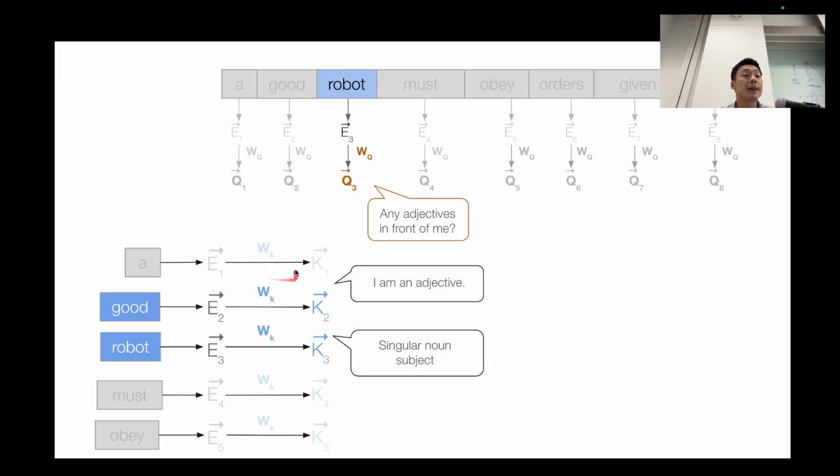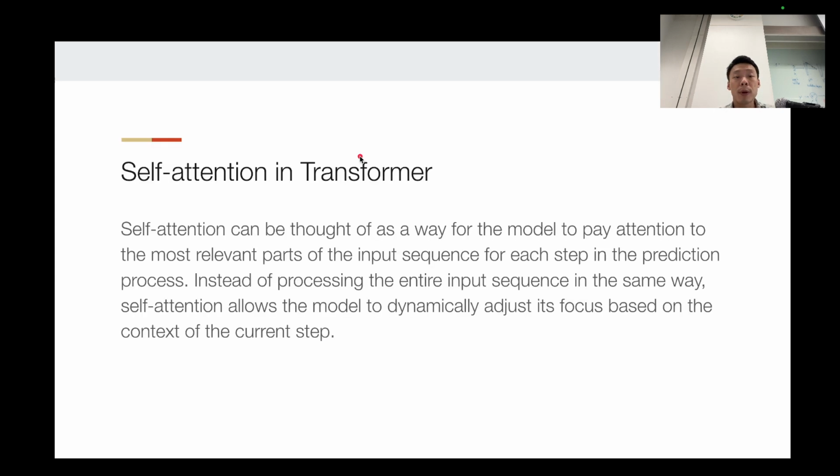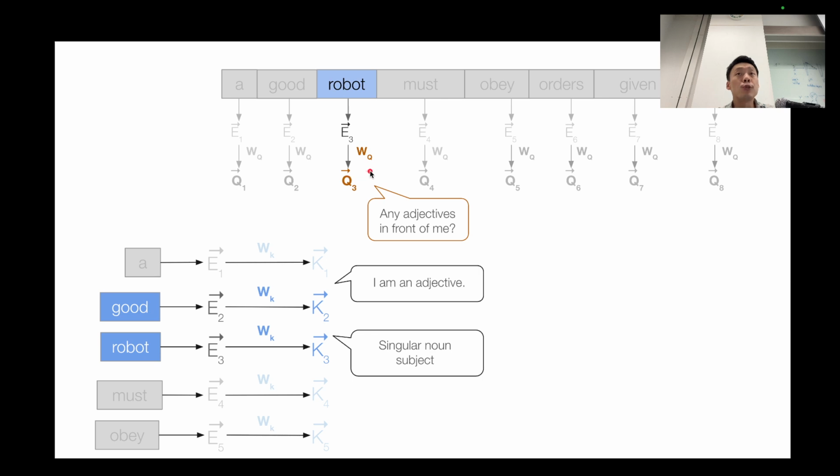So you multiply the embeddings, the same E1 right here, but with WK, which is another matrix that converts the embedding into a key vector. To compute attention, you do a dot product between the query vector and the key vector. So the dot product between Q3 and K1 will indicate how well this question and this key answer match, if they go together or not.